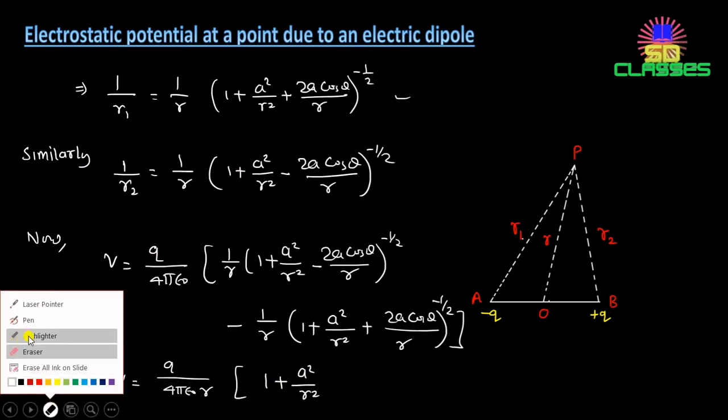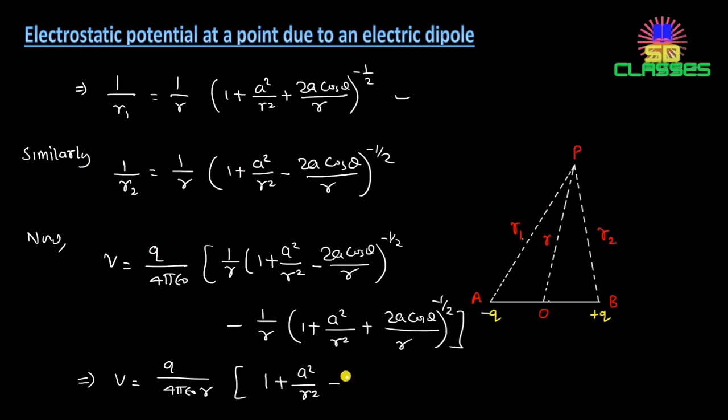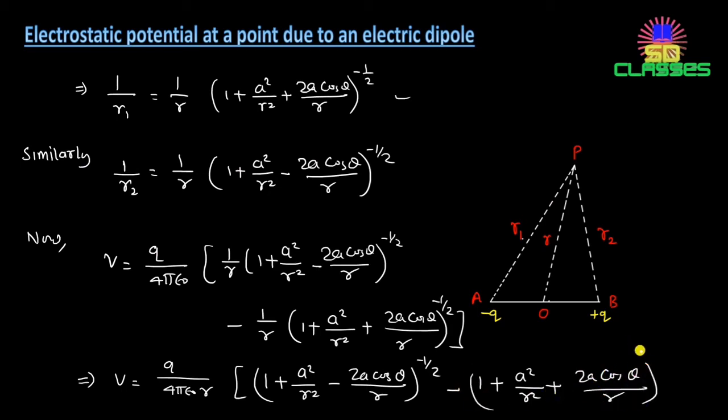Okay, so this will be your minus 2a cos theta divided by r to the power minus 1/2, minus 1 plus a square by r square plus 2a cos theta divided by r to the power minus 1/2. Okay, now we are going to use the binomial theorem to expand this one and this one.